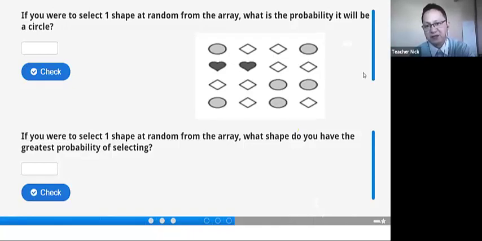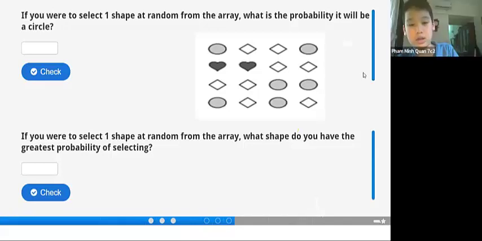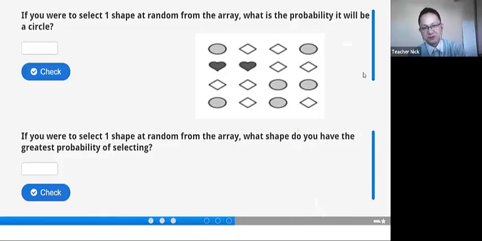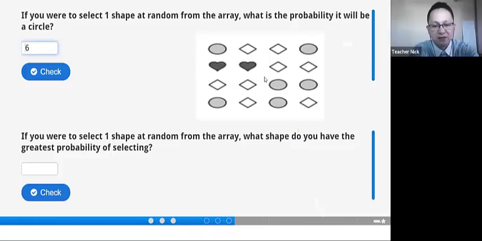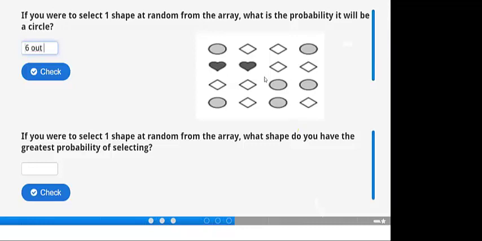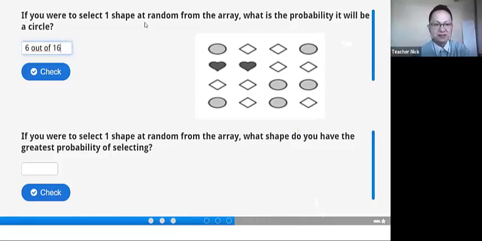Nguyen Chuan. Can I answer the question? All right, sure. So the total of all the shapes is 16. In this picture, there are 1, 2, 3, 4, 5, 6 circles. Six out of 16. All right, 6 out of 16. Let's check.